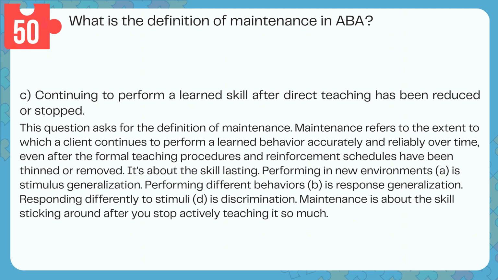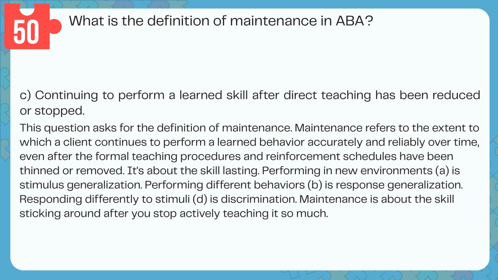Answer: C. Continuing to perform a learned skill after direct teaching has been reduced or stopped. This question asks for the definition of maintenance. Maintenance refers to the extent to which a client continues to perform a learned behavior accurately and reliably over time, even after the formal teaching procedures and reinforcement schedules have been thinned or removed. It's about the skill lasting.